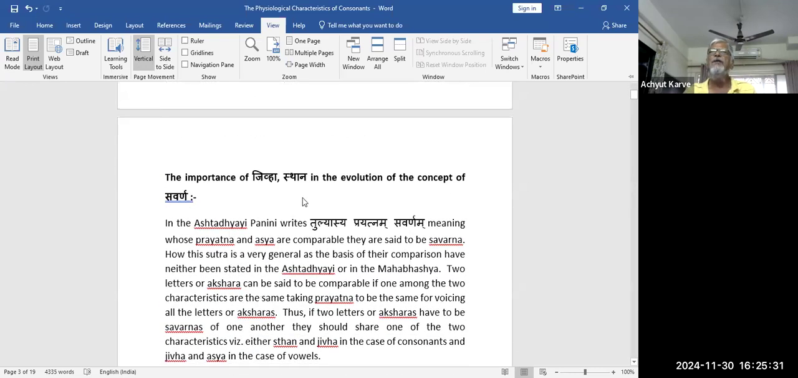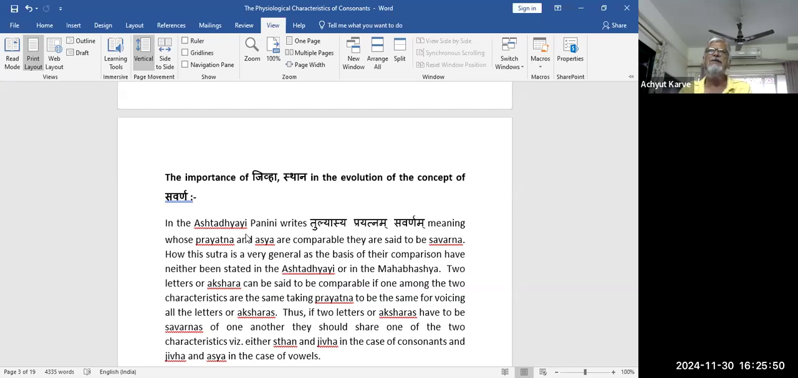The importance of Jivva Sthana in the evolution of the concept of Savarna. Now, how do you say that one consonant is replaceable by another consonant? What is the logic behind it? This is what we are going to see in this section.